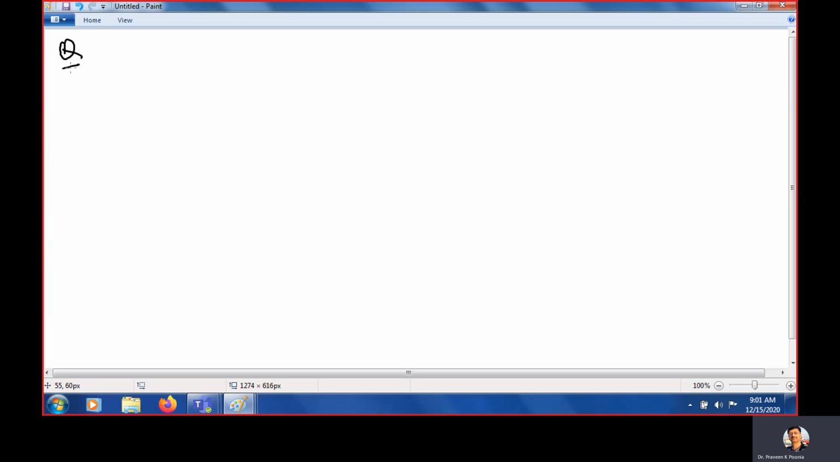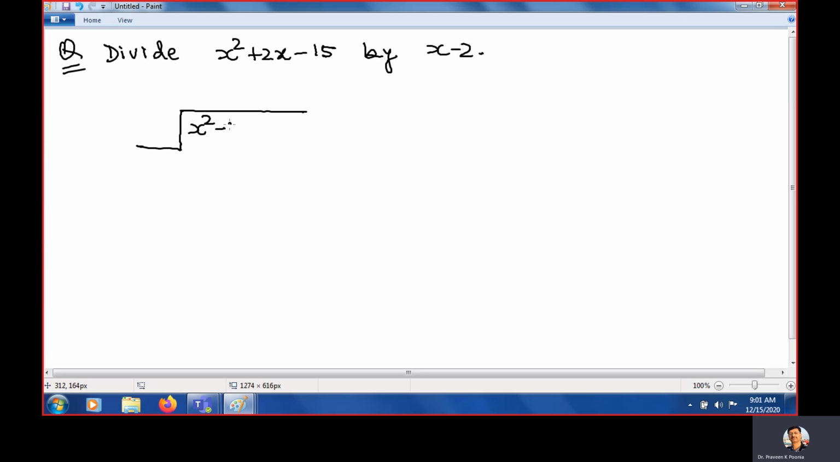So the question is divide x square plus 2x minus 15 by x minus 2. This is the question. So how are we going to do it? Look, first write dividend. This is the dividend, x square plus 2x minus 15, and divisor is x minus 2. Now because the term here is x power 2, you need to write a term here such that the multiplication of this term and this term becomes x square, and that term is x only, because x into x is x power 2, minus x into 2 is 2x.